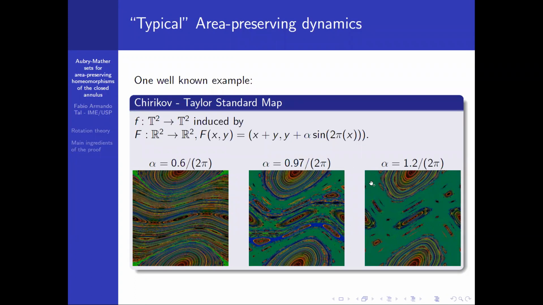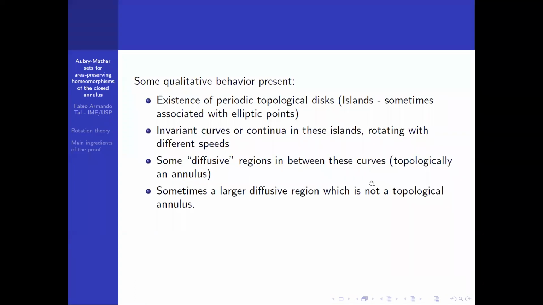So let me try to describe a little bit of the qualitative behavior of what we are seeing here. First you see these periodic topological disks, which I was calling islands in these pictures, and they are usually associated with elliptic periodic points. If you have sufficient differentiability, you should have some KAM invariant circles around these. And this is the second thing that we could see: you have some invariant curves around these islands. These islands have several invariant curves, and these curves usually represent things which are rotating with different speeds.